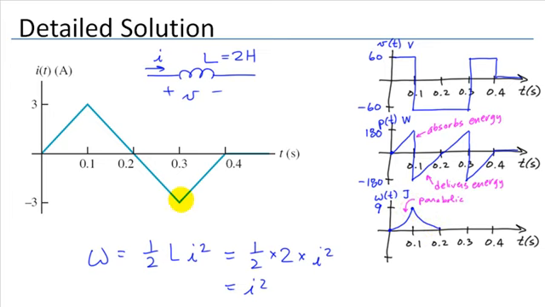Now during this section it's increasing again, but we're squaring the current, so that means that the negative value gets flipped positive again. And we decline back towards 0 and stay at 0 for some time. So we see that while we are absorbing energy, the stored energy increases. When we deliver energy, then we see that the stored energy decreases back towards 0.